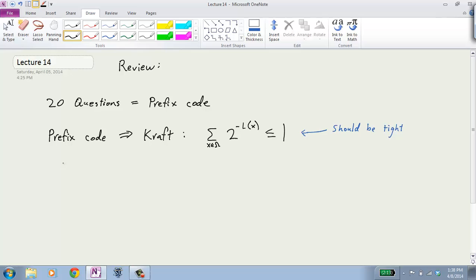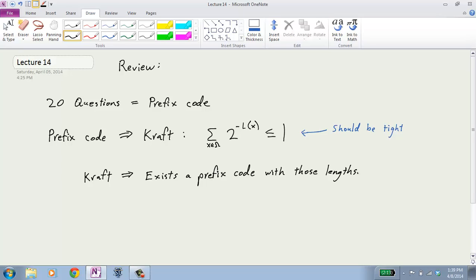All right. We also saw that the Kraft inequality implied that there exists a prefix code with those lengths. So we're going to do an example here just to make sure that makes sense. So if you have a set of lengths that satisfy the Kraft inequality, you can construct a prefix code.